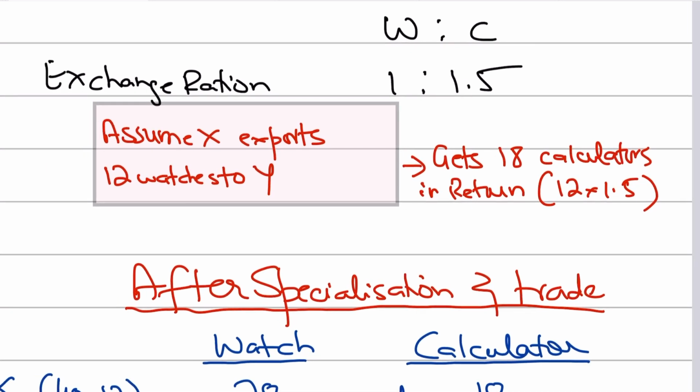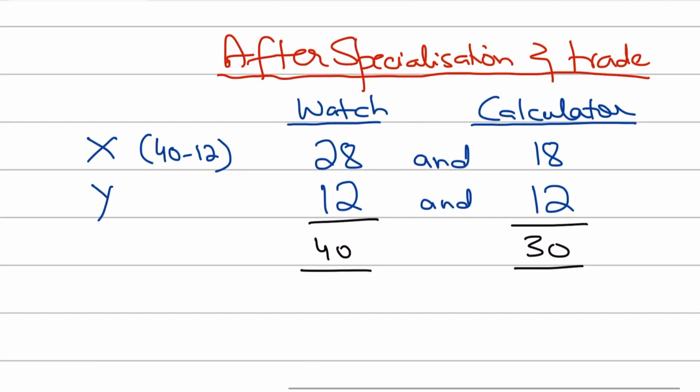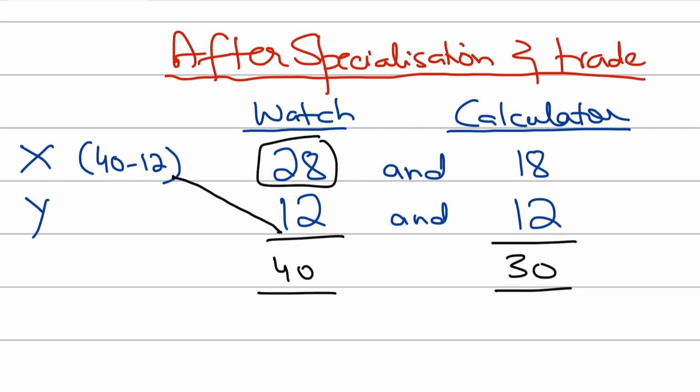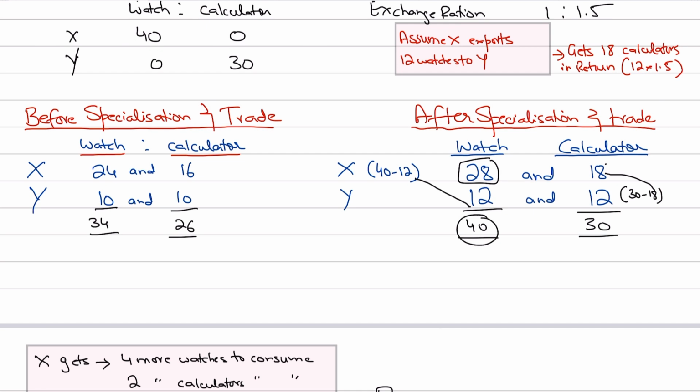So now let's see what the position is after specialization and trade. If X is exporting 12 watches to Y, then X is only left with 28 watches, as it has exported 12 watches to Y. And in return, X is getting 18 calculators from Y, right? And since Y was making 30 calculators, 30 minus 18, because it gave away 18 calculators to X based on the trade ratio, it's only left with 12 calculators, right? So if you see, the post-trade position is much better than the pre-trade position. So the world output has gone up to 40 watches and 30 calculators.